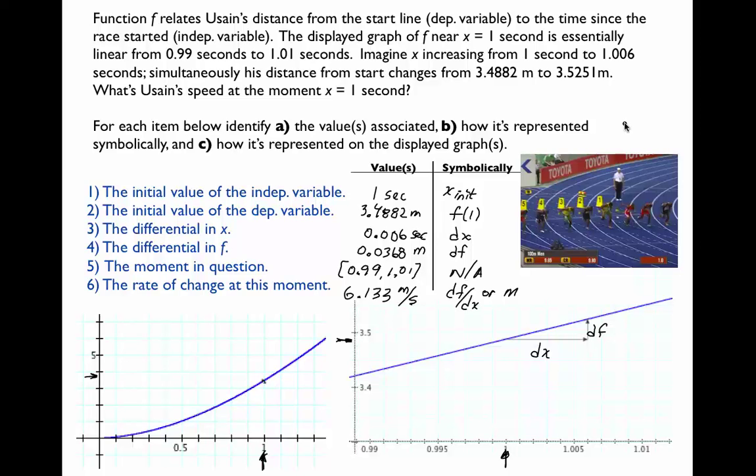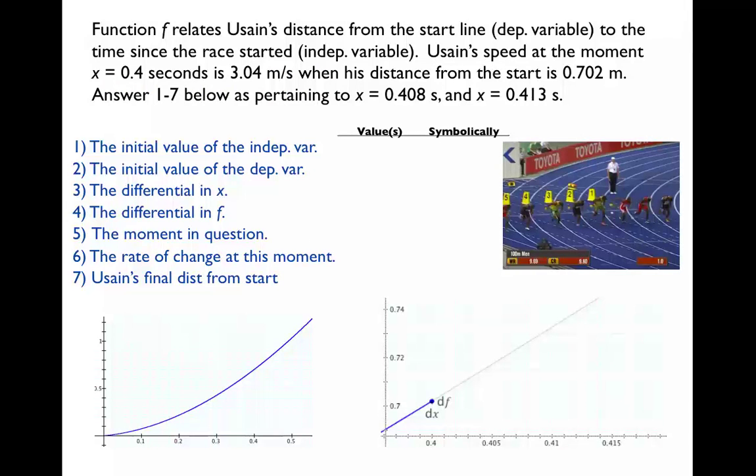So now I'm going to give you a similar situation on the next screen for 0.4 seconds. So earlier, 0.4 seconds, but different information that you're given and different things that you're finding, okay? So here's the next situation. So the function f, same function. We've got the same independent, dependent variable. Now I'm going to say Usain's speed at the moment x equals 0.4 seconds is 3.04 meters per second, when his distance from the start is 0.702 meters.